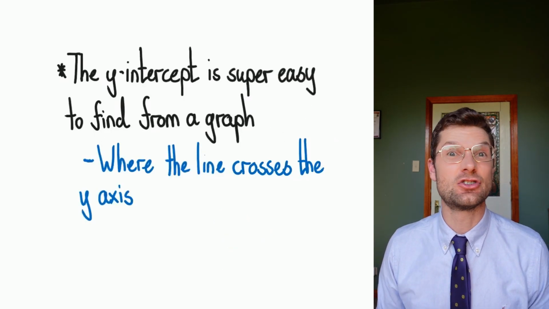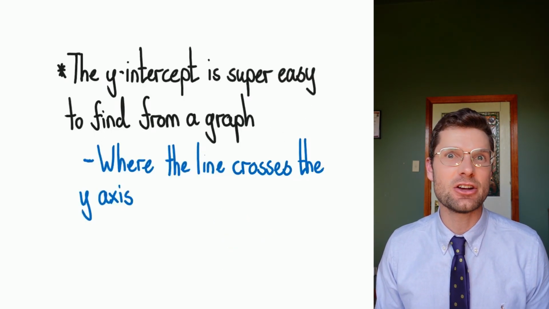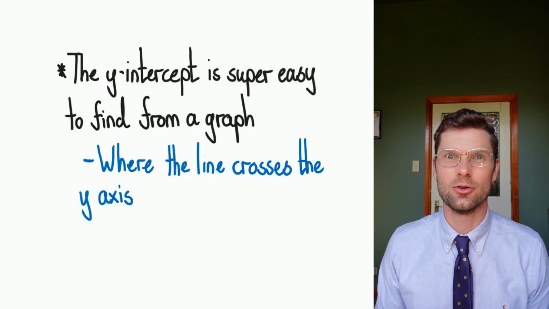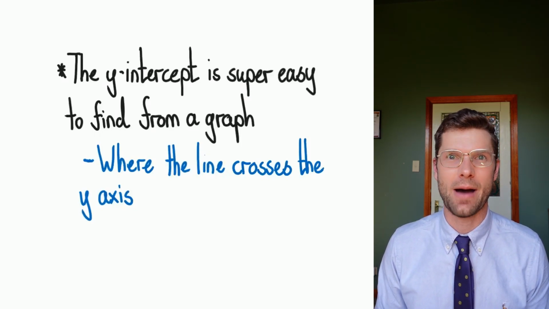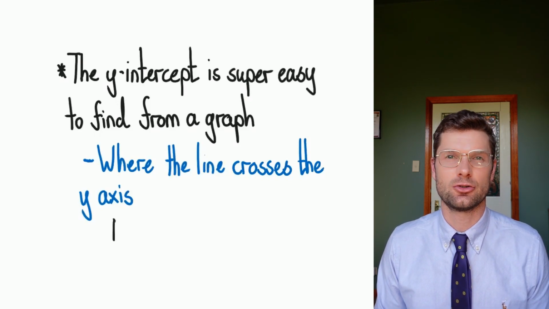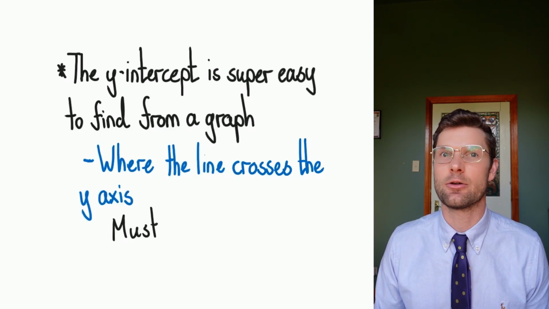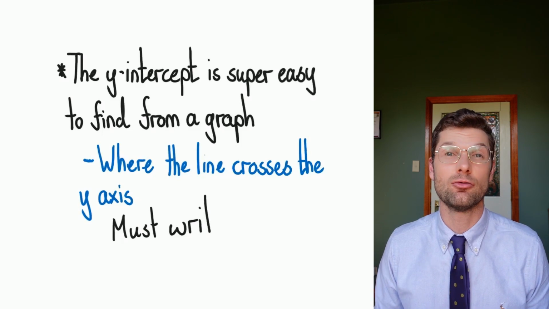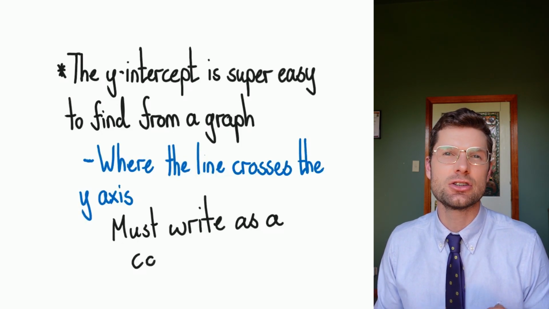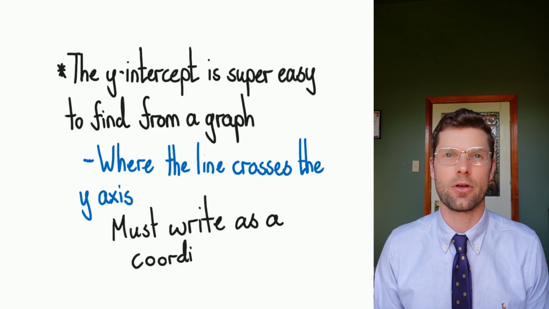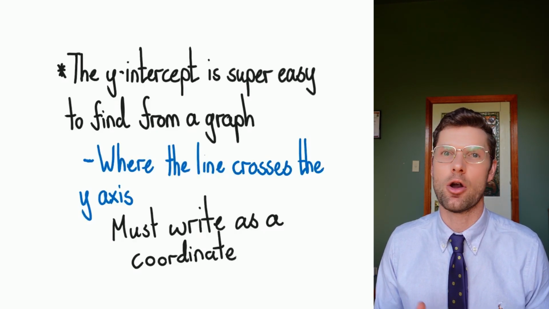The y-intercept is super easy to find, especially from a graph. All we've got to do is look at where does our line cross that big fat line in the middle, and you're going to get a mark. The only thing that is a little bit difficult to remember is you can't just write y is equal to 3 and be done. You have to write a coordinate. You need to tell us where we are in space. So instead of writing just y is equal to 3, you need to always write (0, 3).